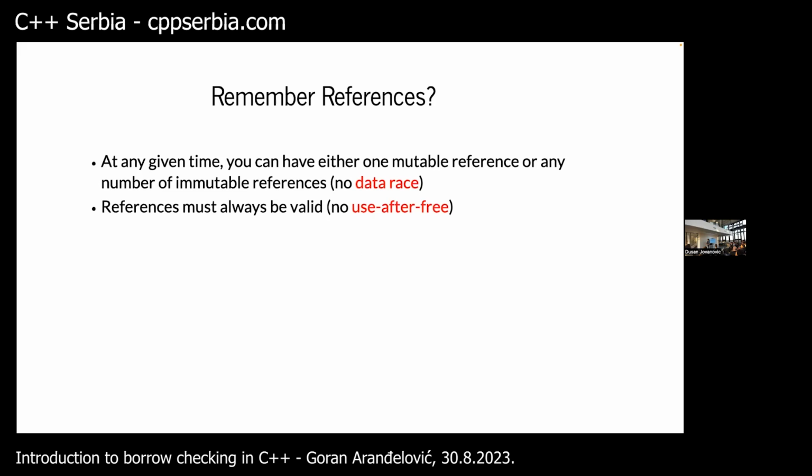Okay, and if you remember what we said about references in Rust, that at any given time you can have only one mutable reference or any number of immutable ones, actually that guarantees us that we will not have a data race. So by the definition we saw before, that actually means no data race.